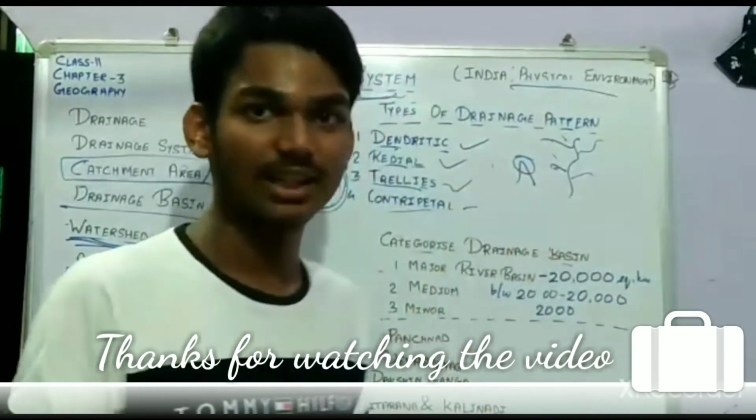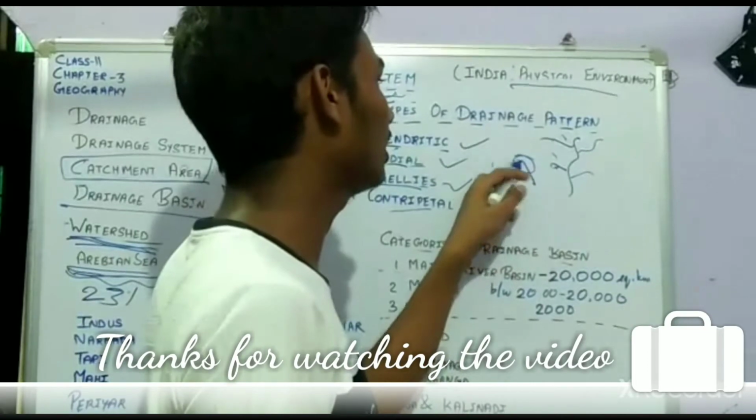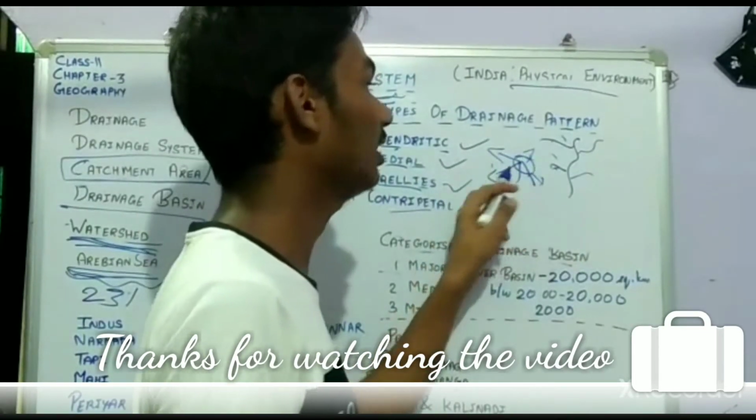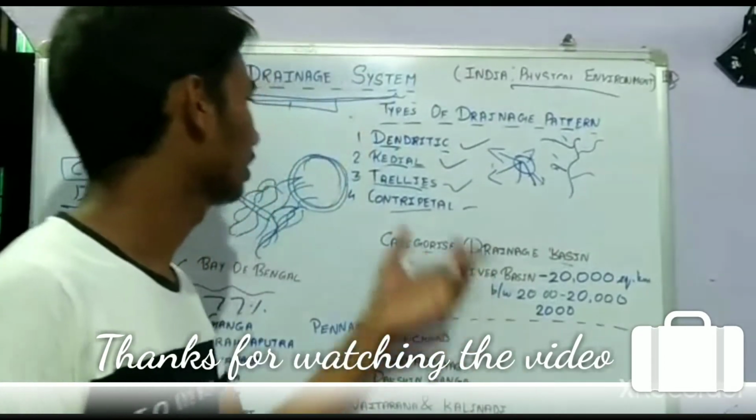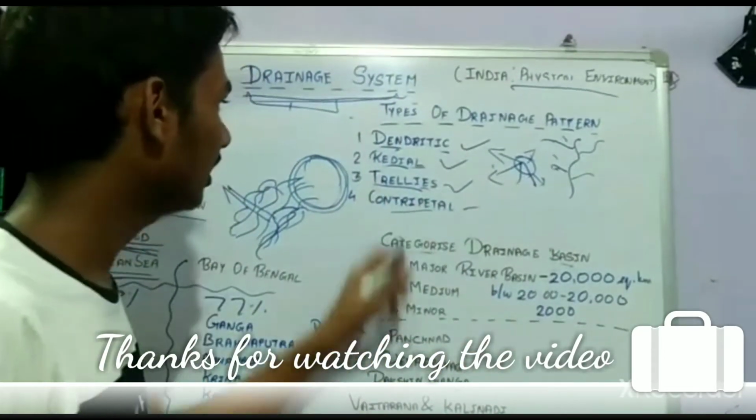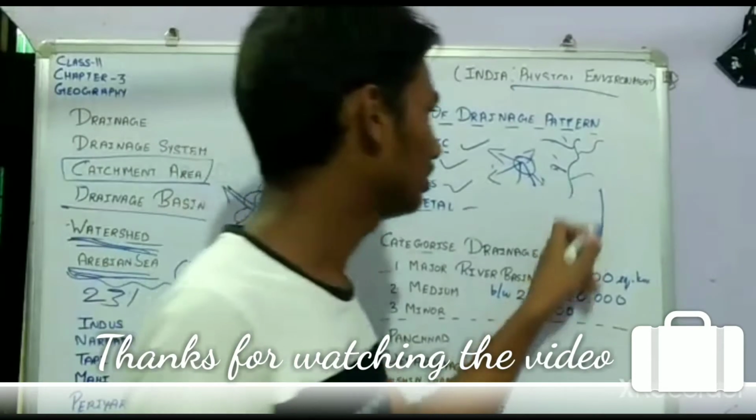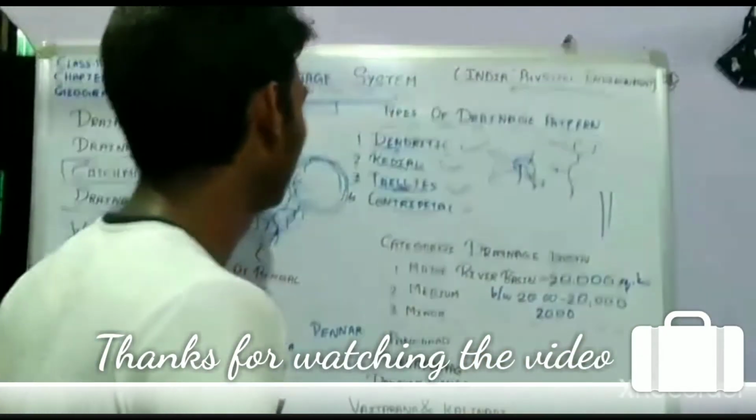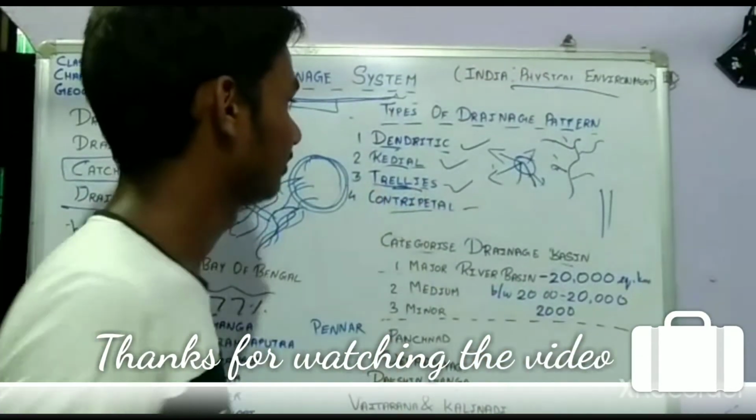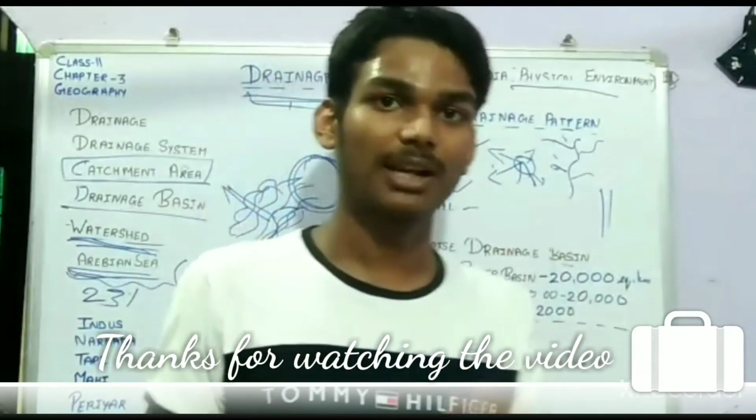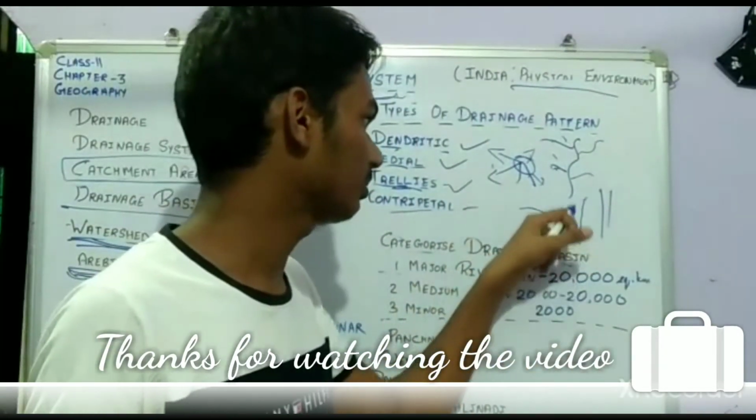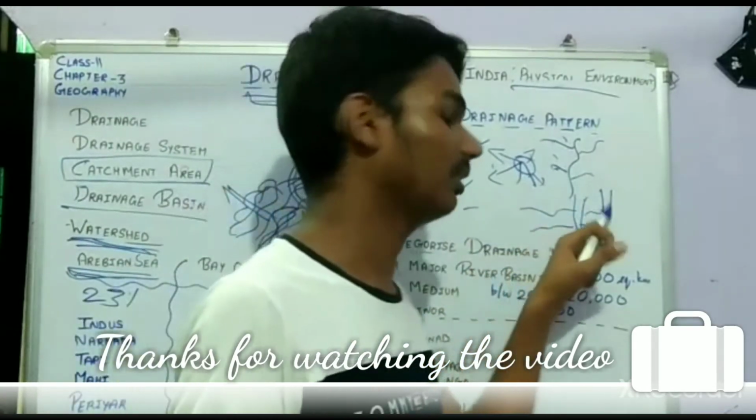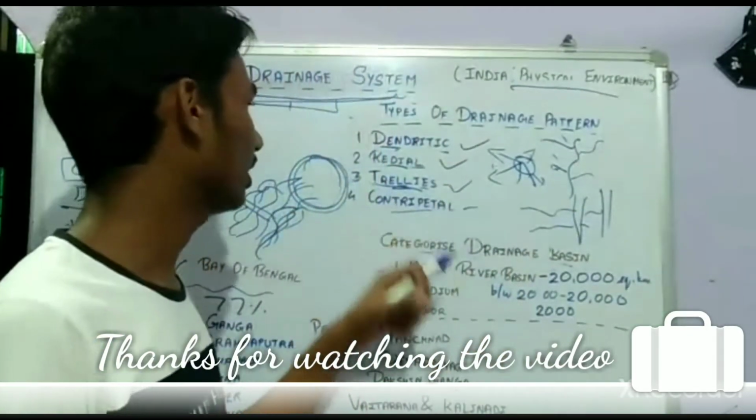Now radial. Imagine that this is the hill. A river originating from a hill and flowing in all directions is called radial drainage pattern. Now trellis. Here you see double L, so this is the symbol of parallel. In trellis, the primary tributaries of the river are parallel to each other. This is the main river.